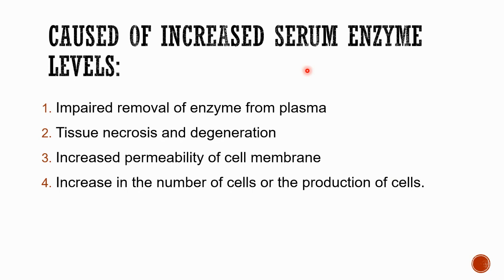So what are the causes of increased serum enzyme levels? Number one, we have impaired removal of enzyme from plasma. Number two is tissue necrosis and degeneration. Number three, increased permeability of cell membrane. And number four, increase in the number of cells or the production of cells.